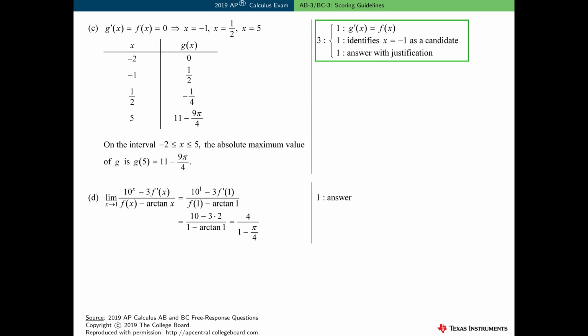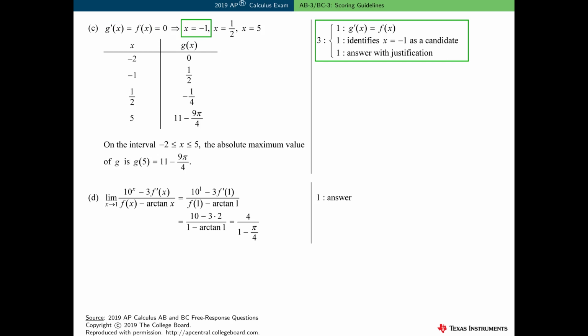Part C was worth 3 points. One common method for solving Part C involves the candidates test, or a table of values. The first point was a conceptual point, awarded for the first step in searching for candidates, for stating that g prime of x equals f of x. The student did not have to set this expression equal to 0 to earn this point.